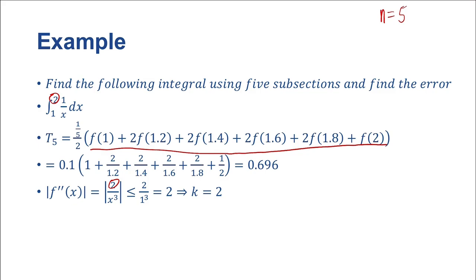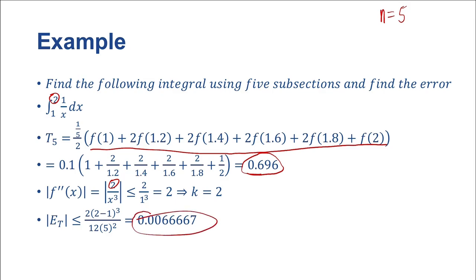So now what we end up doing is we will plug this into our error bound formula. We get the absolute value of e sub t is less than or equal to 2 times (2 minus 1) cubed over 12 times 5 squared, which is equal to 0.000666667. So that's the error bound in our actual integral in comparison to this here. So that's the highest amount of error that we'd have with this trapezoidal sum.